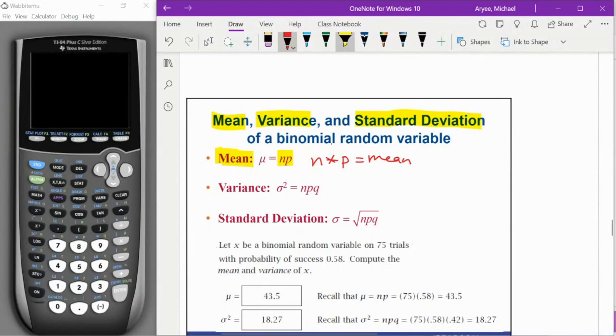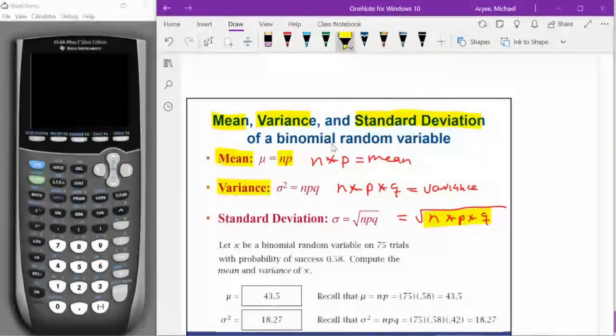If the question says find the variance, all you got to do is n times p times q. And that is the variance. If the question wants the standard deviation, take the square root of the variance, or take the square root of n times p times q. We know this from our previous classes that the standard deviation is the square root of the variance.